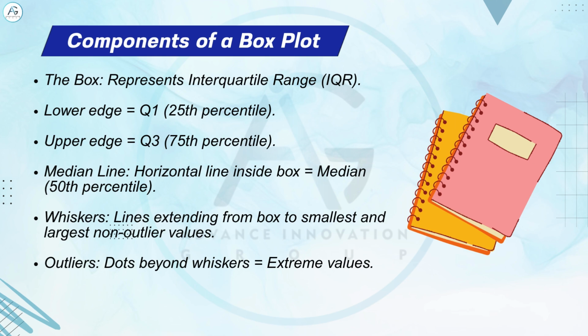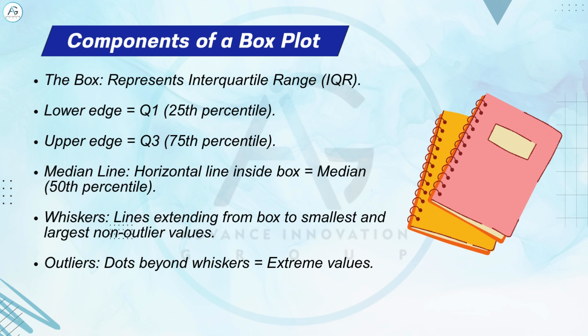Inside the box, we have a horizontal line. This is the median, or the 50th percentile. It shows the middle of the data set. Extending from each end of the box are the whiskers. These lines reach out to the smallest and largest values in the data set that are not outliers. Essentially, they capture the range of the typical data.